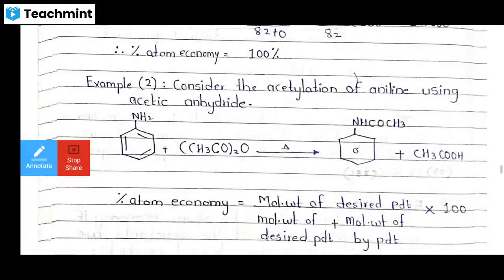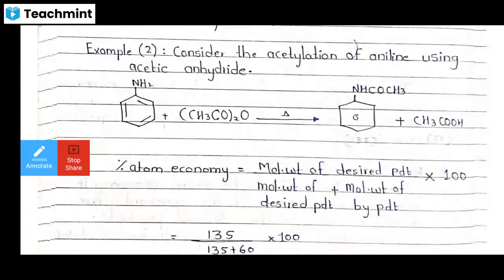Next example we can consider here. Consider the acetylation of aniline using acetic anhydride as the reactant. We have used acetic anhydride in earlier reactions for protection. This reaction is the protection of the NH2 group in aniline.